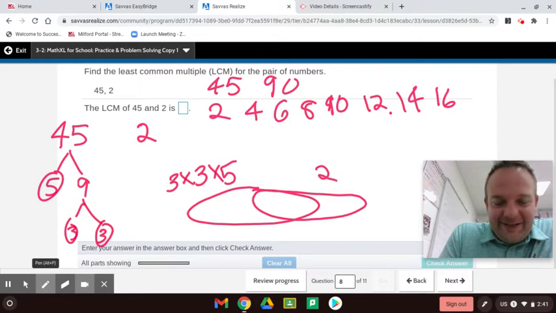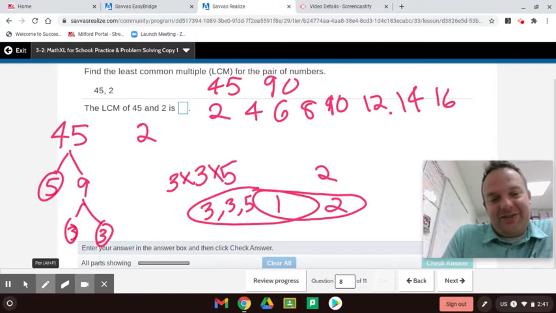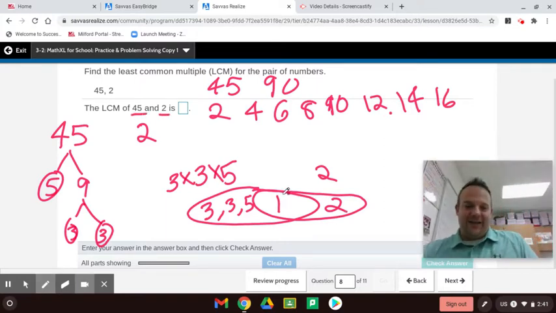What do they have in common? Look at this, guys. They don't have anything in common except for one number. One number. So in this case, you just multiply the 2 numbers together and you get 90.